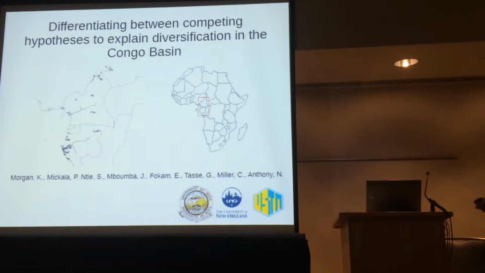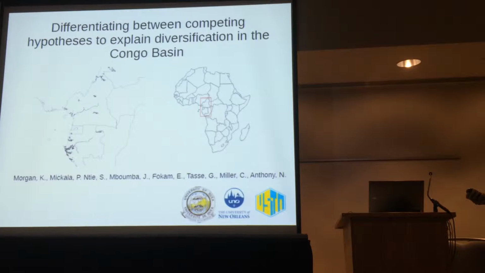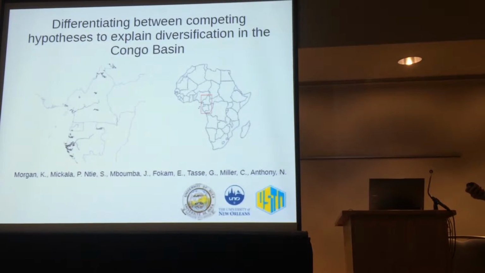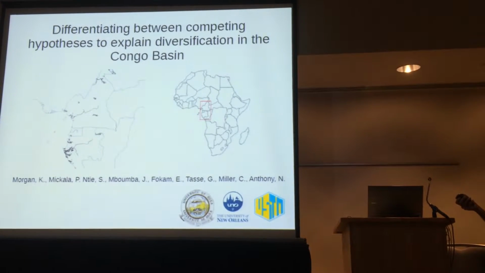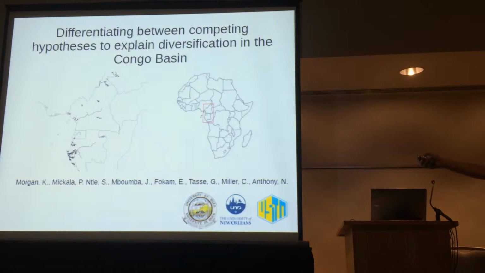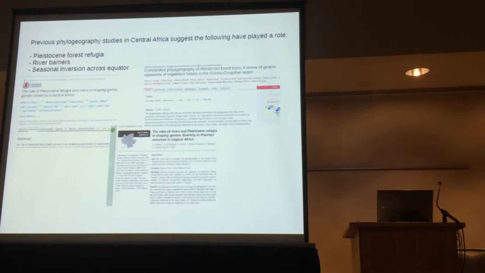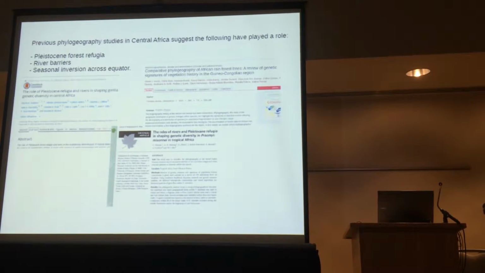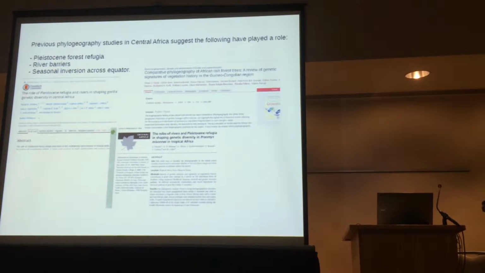Some of the preliminary results from a comparative phylogeographic study that I'm doing in the Central African countries of Gabon, Cameroon and Equatorial Guinea to try and explain the historical processes that have been responsible for generating biodiversity within species. There have been a sparse handful of studies on various species which have suggested that three different historical processes have played a role in generating diversity within species.